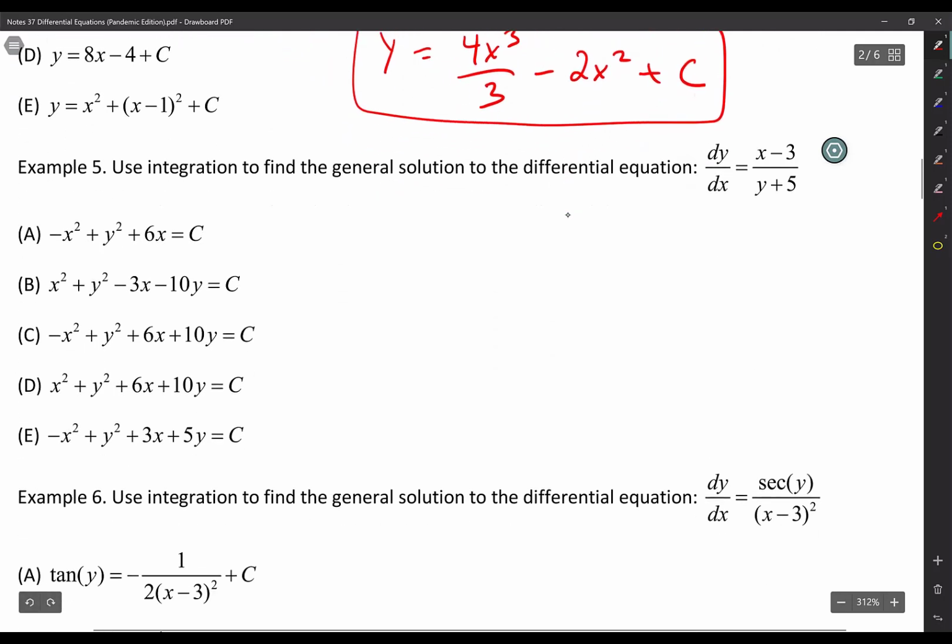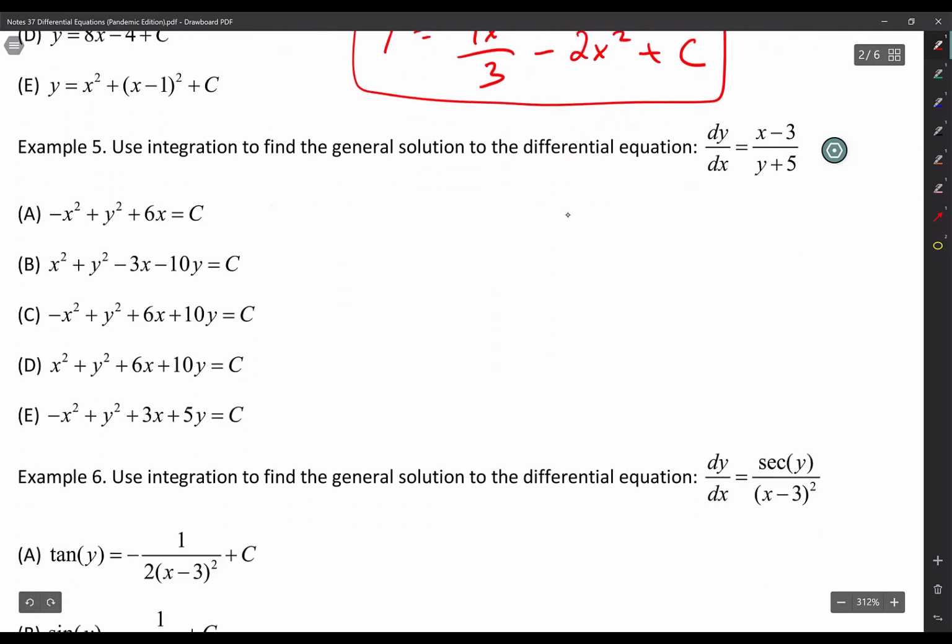So, all right, here's this next one, guys. Use integration to find the general solution. Again, it's the same thing. Let's see, what am I going to do? Times y plus 5 times dx. So here's what you're going to have. Y plus 5, put the dy in the end. Don't write dy times y plus 5. And then write x minus 3, put the dx in the end. If you don't want to put parentheses, that's fine.